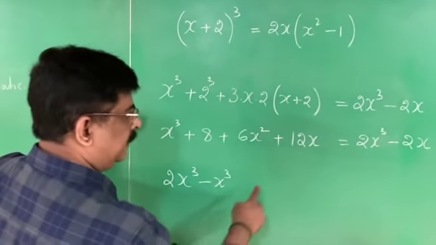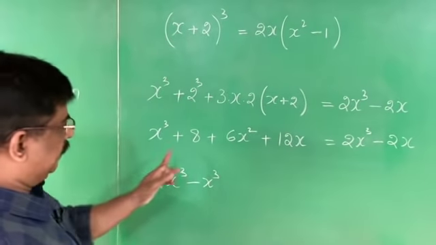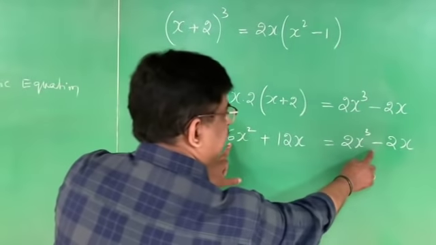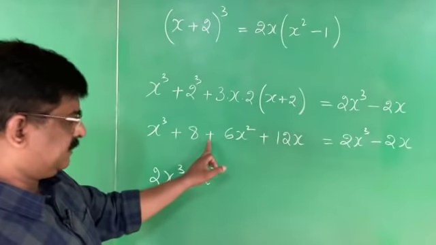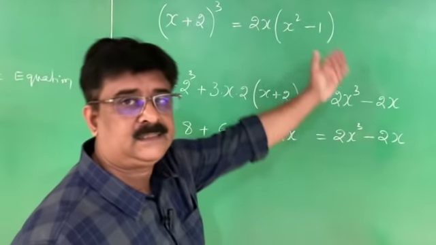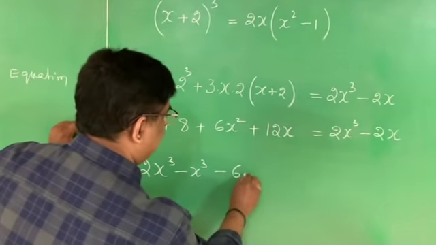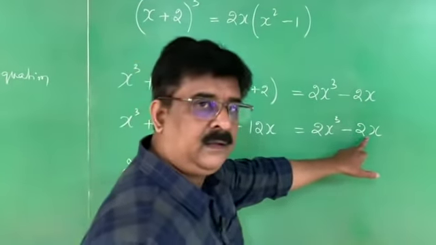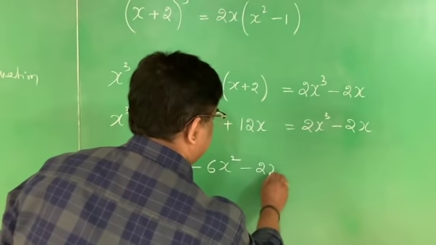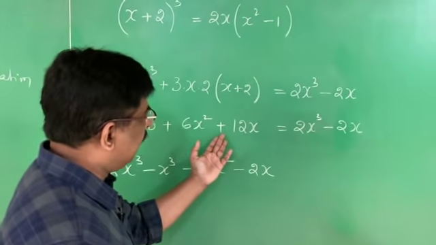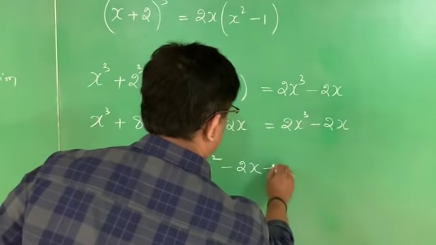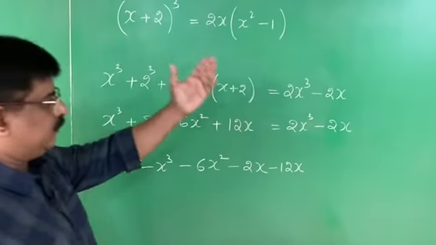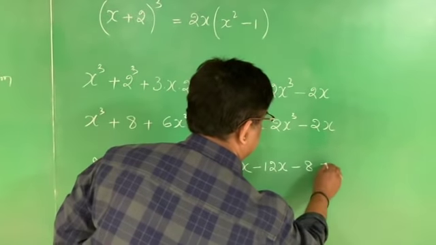Right? Then after that we have to transfer. After x cube which has to be transferred? x square. That side x square is not there. Here x square is there. What was the sign here? Plus. It is transferred to that side. It becomes minus 6x square. Then x is there, minus 2x. And then this plus 12x is transferred to that side, minus 12x. And then plus 8 is transferred to that side, it becomes minus 8 is equal to 0.